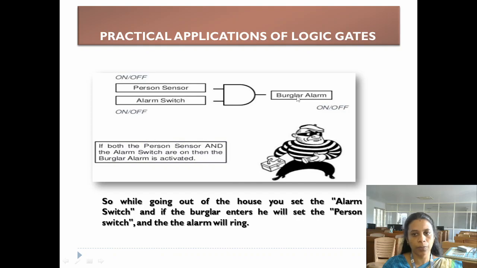which turns off the alarm, that is, the alarm will not ring. And at the time when a person enters, the sensor detects and gives the input as 1, which makes both inputs high for the AND gate, and the alarm will be activated. So this is an application of the AND gate.